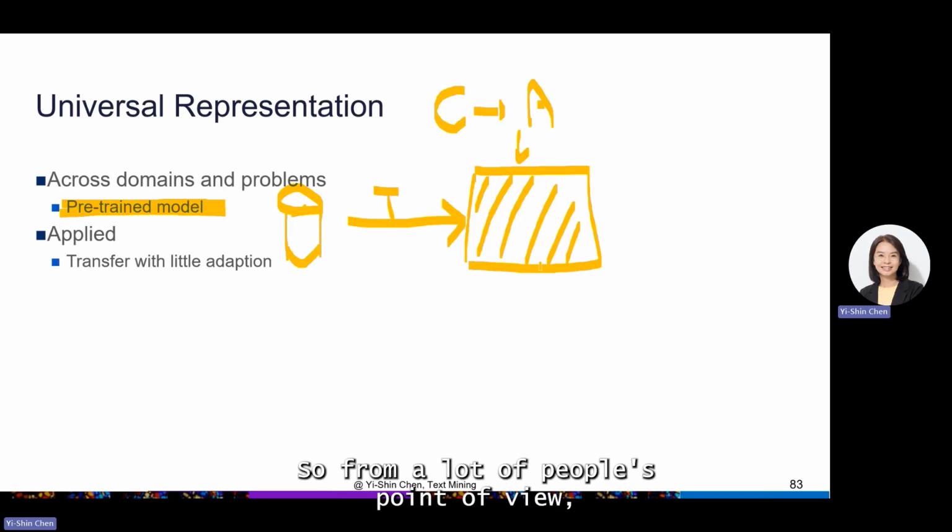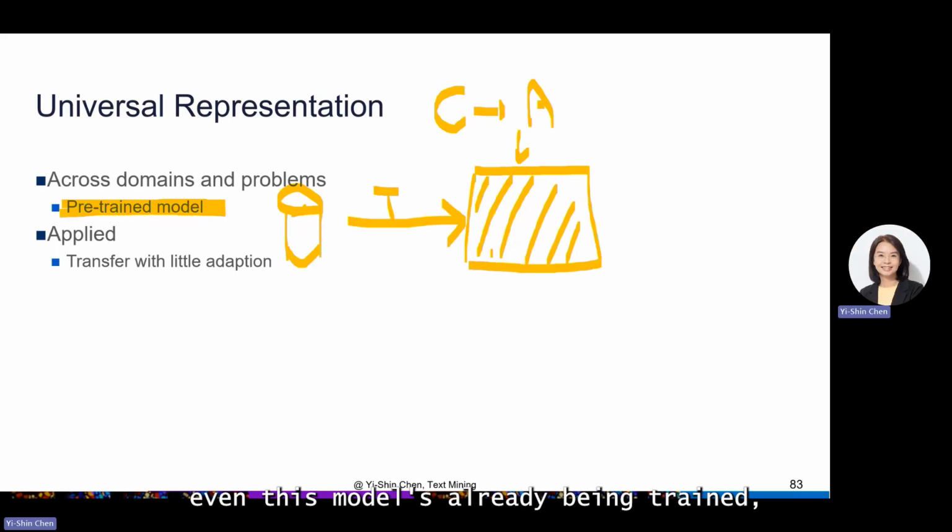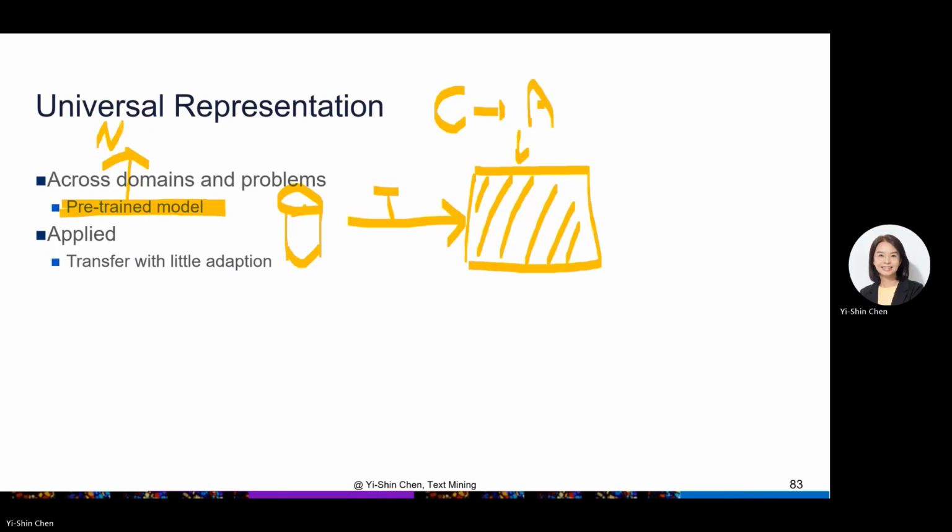So from a lot of people's point of view, even though these models have already been trained, we still call them pre-trained. So why is it called pre-trained? Because they are not trained for our task. Not for our task.